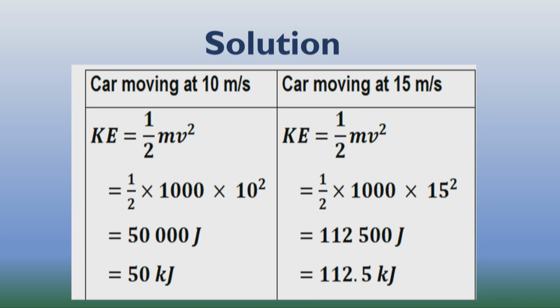When the same car moves at 15 meters per second, kinetic energy is half mv squared, which is equal to half multiplied by 1000 multiplied by 15 squared, which is equal to 112,500 joules. This can be written as 112.5 kilojoules. We conclude that as speed increases, kinetic energy also increases.